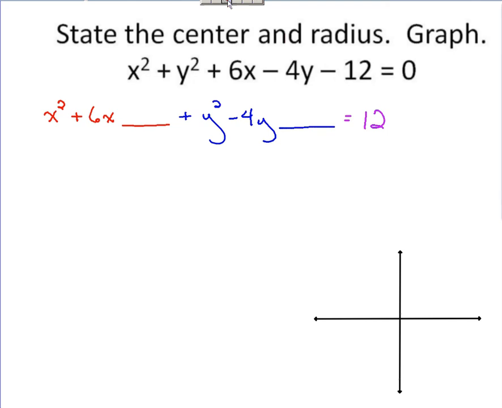That's the same as before. Grouping your x's together, grouping your y's together, moving the constant to the other side. On my x term here, take the coefficient of 6. I take half of that, square it. I add on 9 to both sides. My y terms here, I take half of the negative 4. That'd be negative 2. I square that. That's 4. I'm going to add 4 now to both sides.